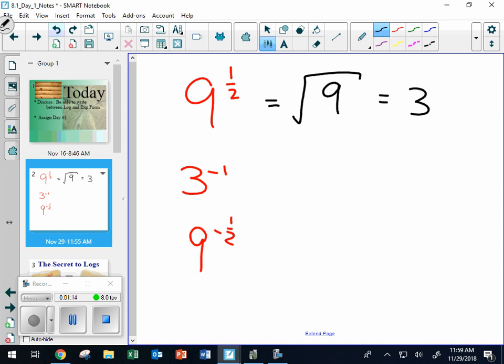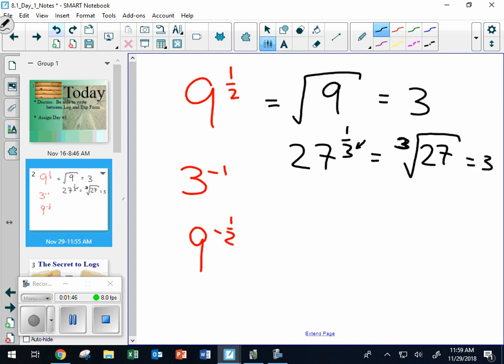What if I had given you 27 to the 1/3 power? It would be 3, because instead of a square root, the 3 tells us it's a cube root. So if you ever see a fraction, you know it's some kind of root, and whatever is in the bottom of your fraction gives us the index of the root. And then inside is the 27, and the cube root of 27 is again 3. Awesome. Quinn, would you like to call on somebody?